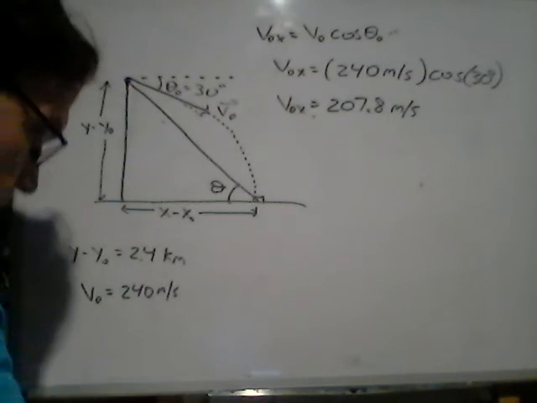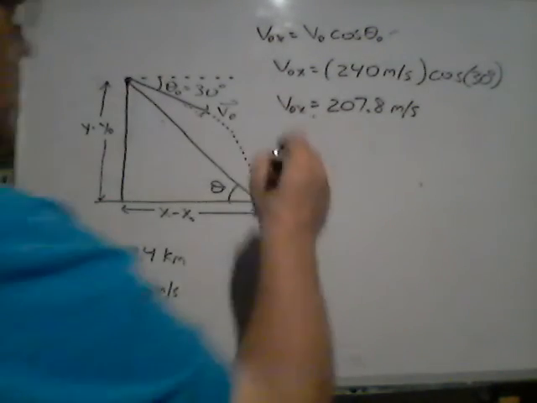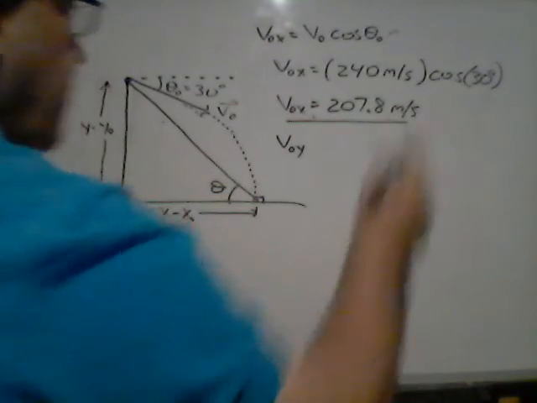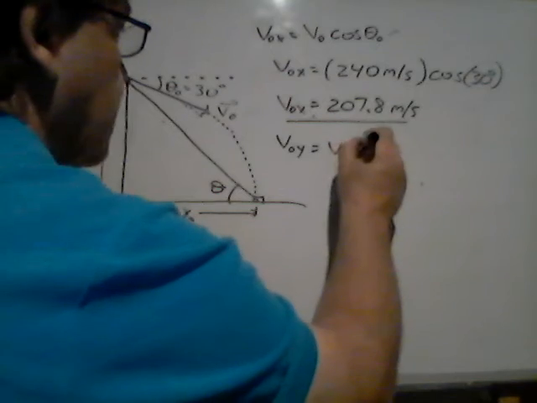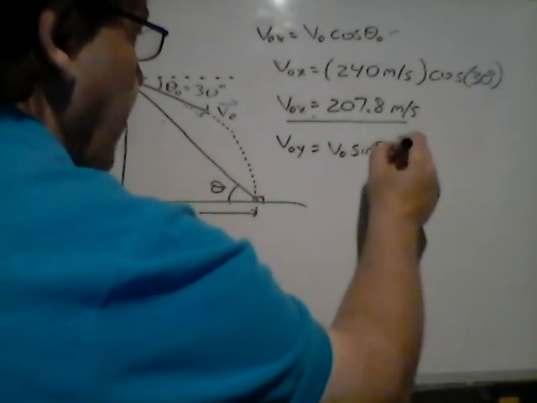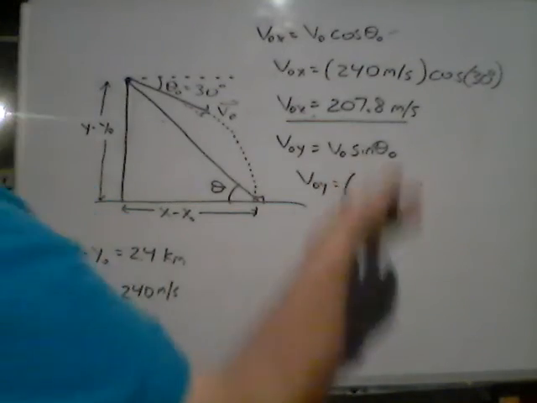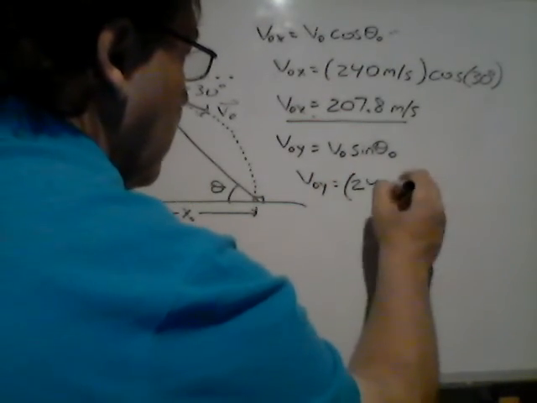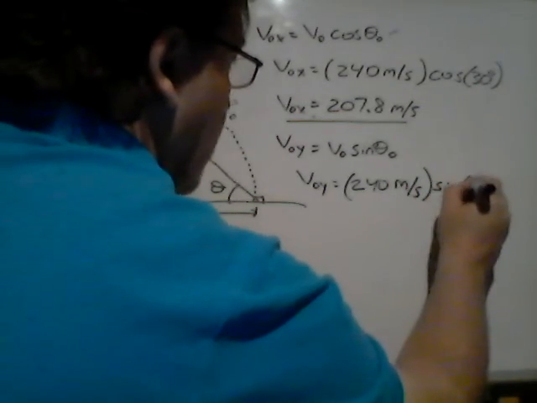We also can figure out v naught sub y. Again, it's not going to be 0 because there is a vertical component. So v naught sub y, in the same token, and again, this is an important piece of information, v naught sub y will be v naught sine of theta naught, or v naught sub y will be 240 meters per second times the sine of 30. Well, we know the sine of 30 is a half.